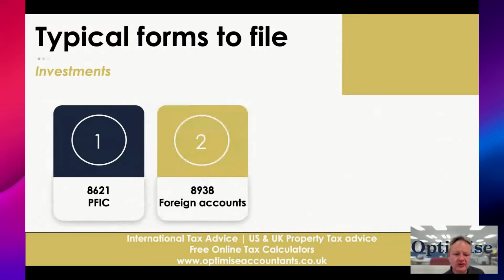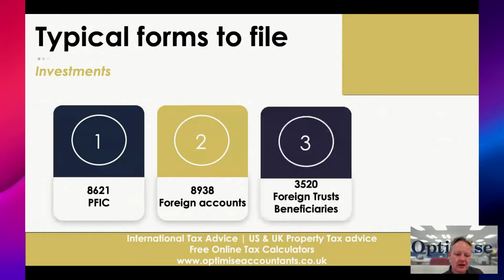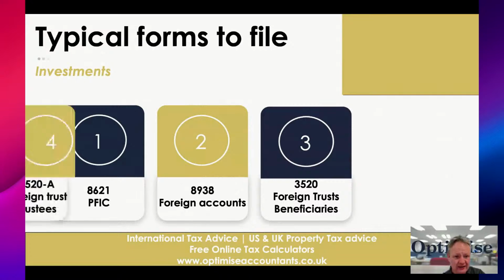8938, as we talked about before, if you've got foreign bank accounts, investments, pensions, that's outside the United States, then you would have to file 8938 as well. And then potentially you may have 3520, which could be covering pension schemes, occupation pension schemes. So you can see how complex the US tax system can be if you've got foreign investments.